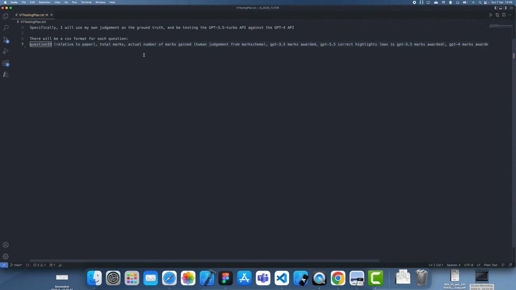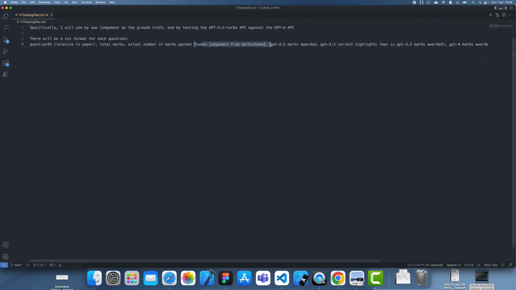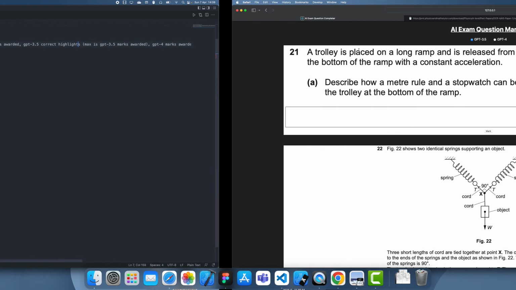So here's the overall test format. I'm going to go through each question and write the question ID, write the total number of marks available for that question, write the actual number of marks gained, because remember, I'm not going to be able to get 100% on each one, the number of marks GPT 3.5 awards, and the number of correct highlights.